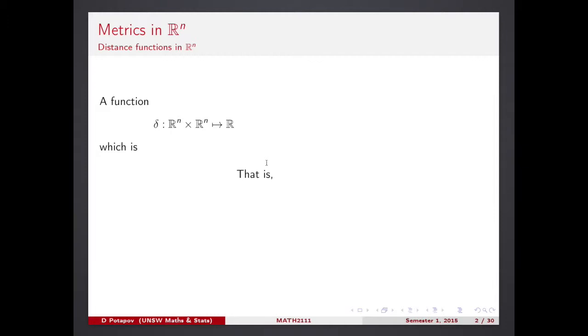So a metric is a function of two variables. Each of them individually is an n-dimensional vector by itself. You see, that's what it says right here. Delta is a function which takes two arguments. Each of them by itself is an n-dimensional vector. It returns a number. And we normally require a few properties from such a function.